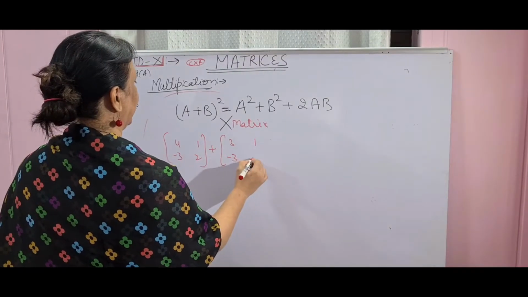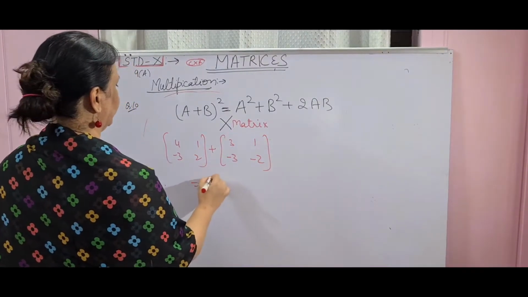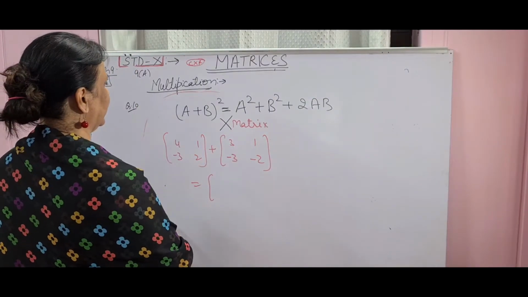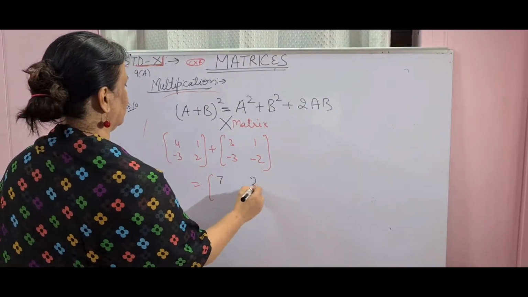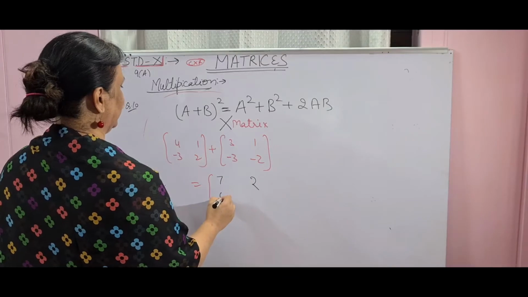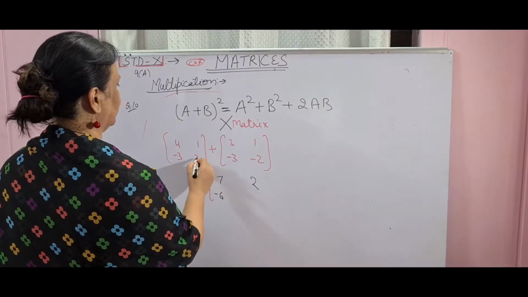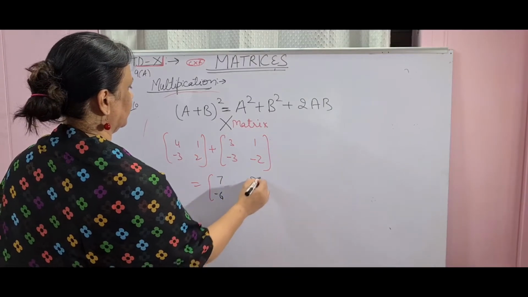Minus 3 and minus 2. Add them because the order is same. You can add it. 4 plus 3 is 7, 1 plus 1 is 2, minus 3 plus minus 3 is minus 6, and of course 2 minus 2 is 0.